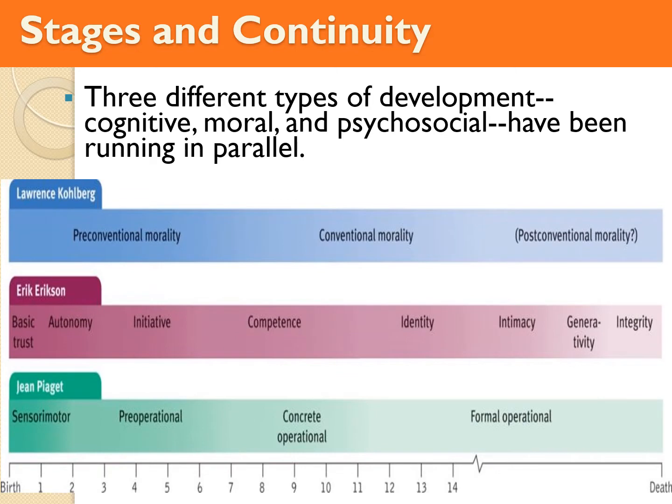We're going to look at different stage theorists and continuity theorists. Three big stage theorists that we'll discuss will be Goldberg, Erickson, and Piaget. They will look at cognitive development, moral development, and psychosocial development and how they parallel with each other over time.